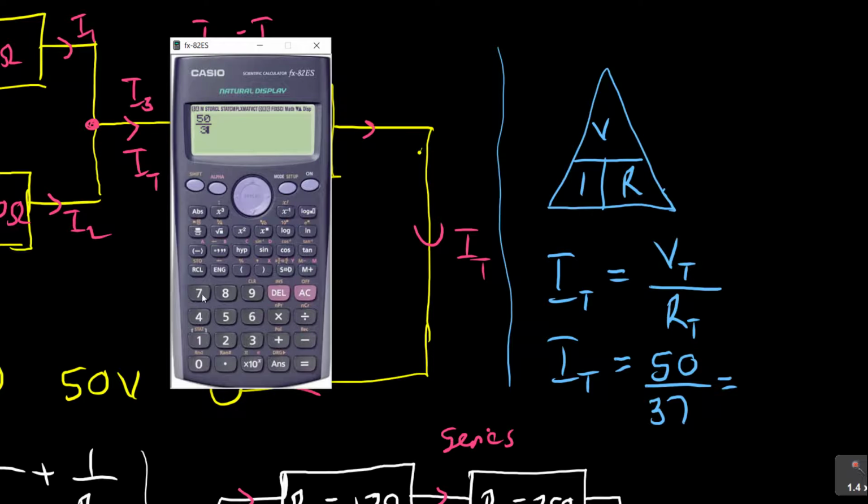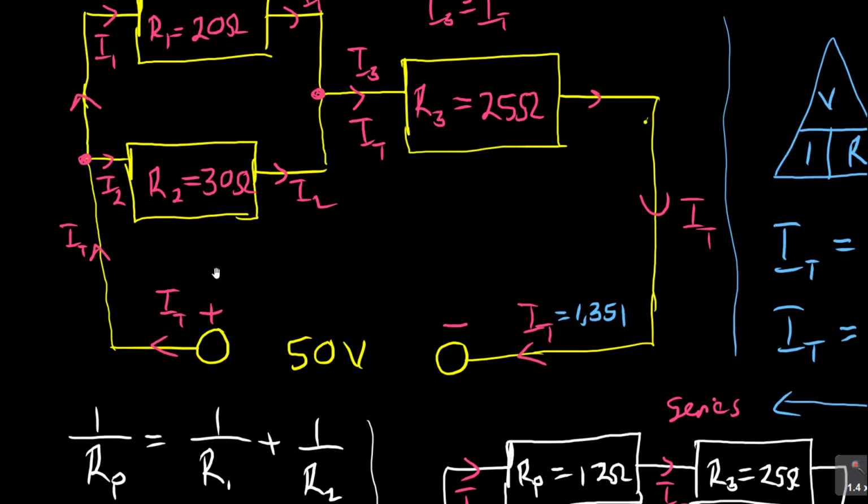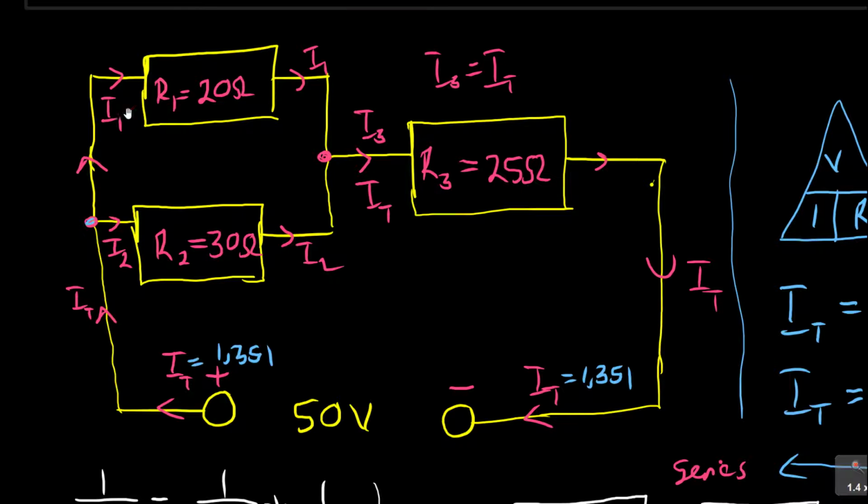So 50 divided by 37 gives me 1.351 to 3 decimal places. Current is measured in amps. So this is the total current that you expect here, 1.351. It is the same current that is coming from here as 1.351. That is the total current that was flowing. But this same current splits here as I2 and I1, and so that is what you need to know, how much went into R1 and how much went into R2.